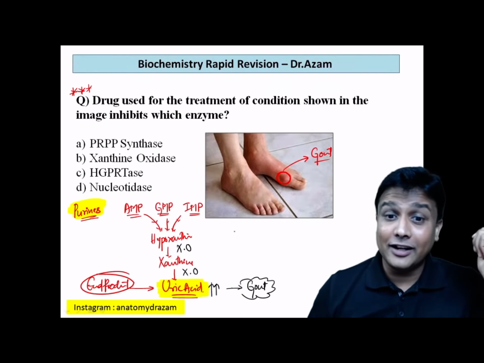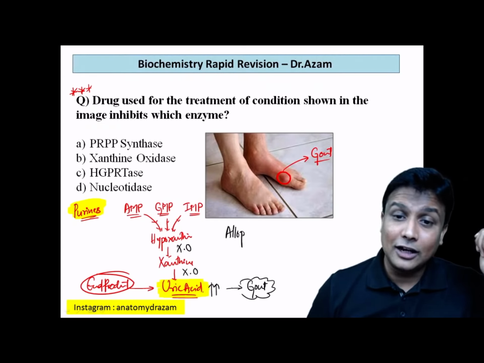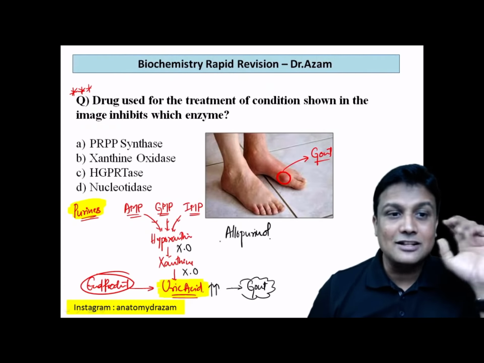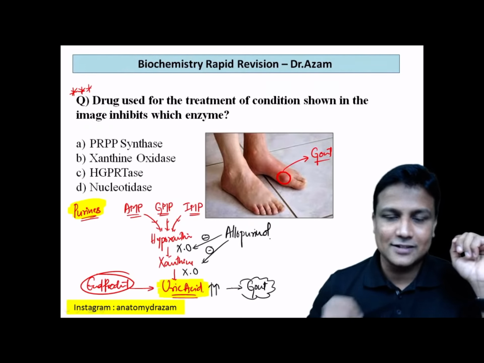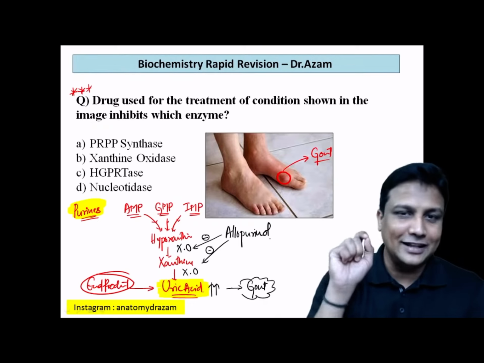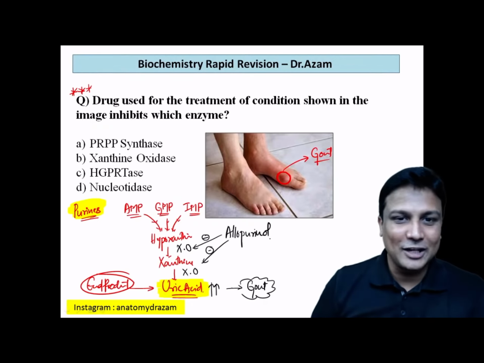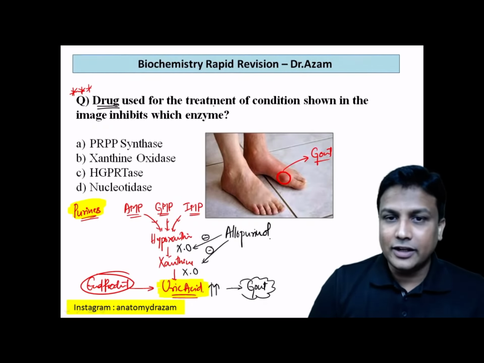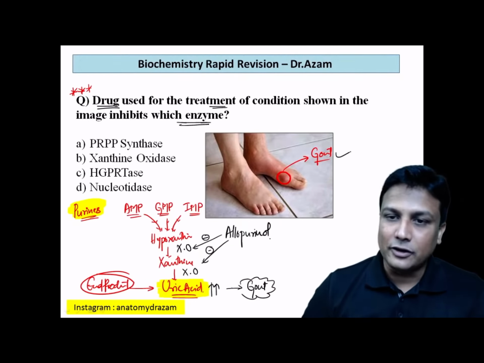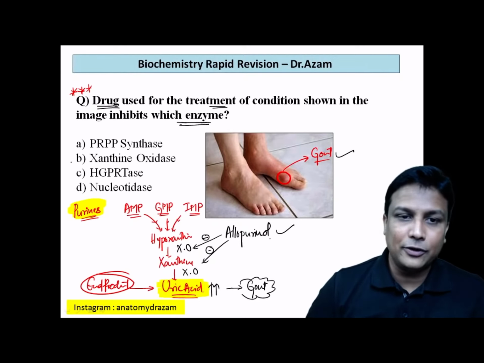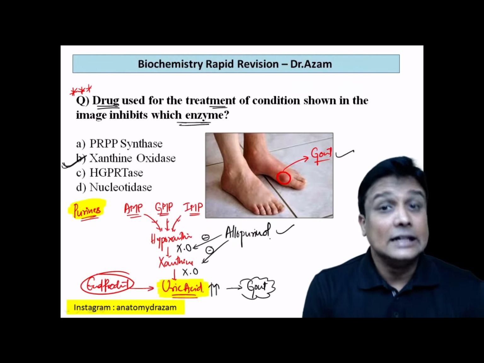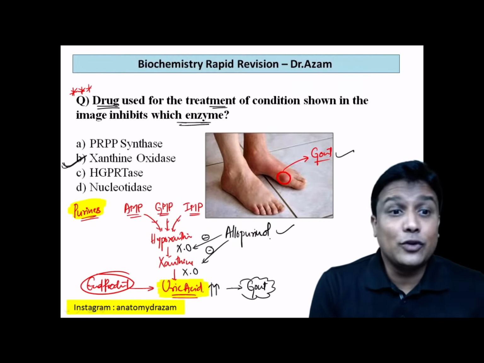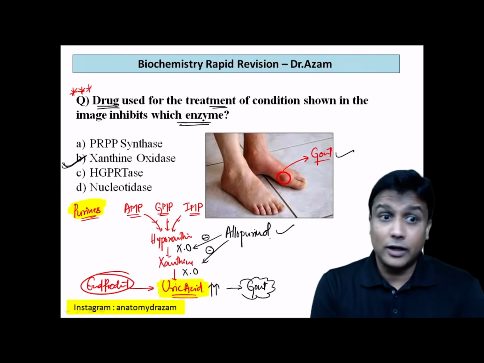Now, what will we do for treatment? We are going to give the drug allopurinol. And what is the mechanism of action of allopurinol? Allopurinol is going to inhibit the enzyme xanthine oxidase, my dear friends. So what is the drug used for the treatment of the given condition? Inhibits which enzyme? So for gout, we will be using allopurinol. Allopurinol inhibits xanthine oxidase. But remember, that is a drug used for the treatment of chronic gout, sir. Chronic gout, not the acute one.